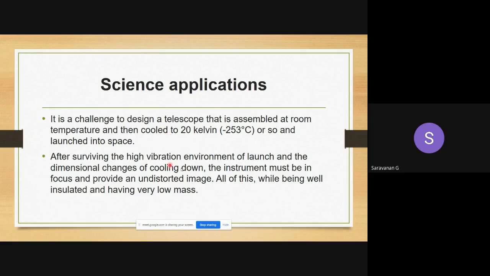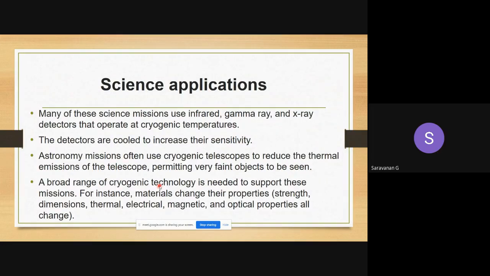And also, due to the vibration environment and the dimension changes that will occur while cooling down, the instrument must be in focus and provide undistorted images. So the optical parameters, all of it should be well insulated, with very low mass. That has to be taken into account in these space science applications related to cryogenic telescope usage in space missions.